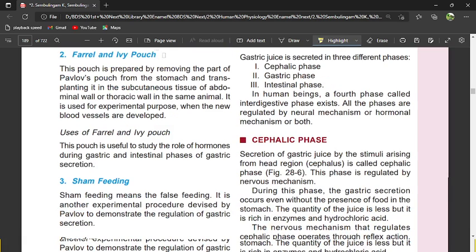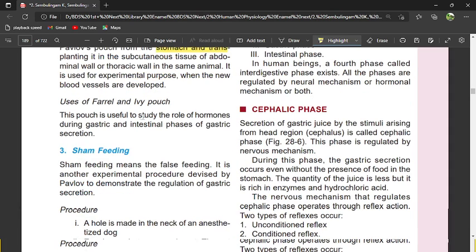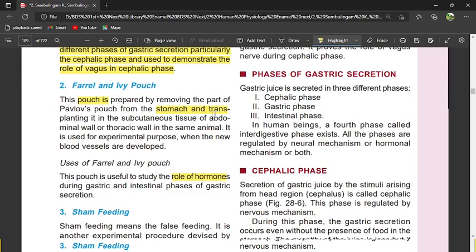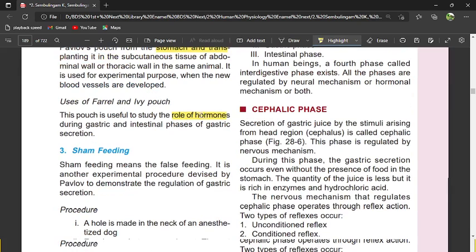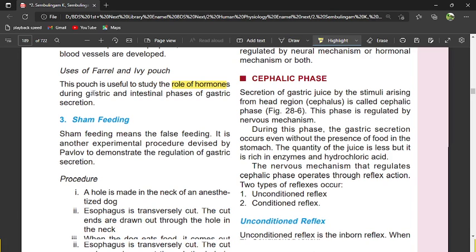Then the Farrell AV pouch. The pouch is prepared by removing part of the stomach and transplanting it as a pouch subcutaneously in the abdomen. So it is used to study the role of hormones during the gastric and intestinal secretions.